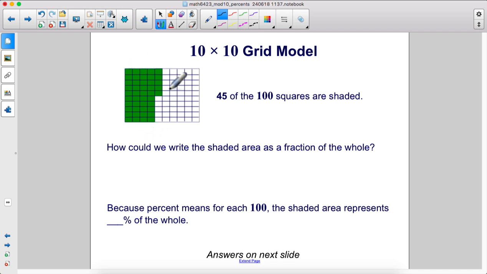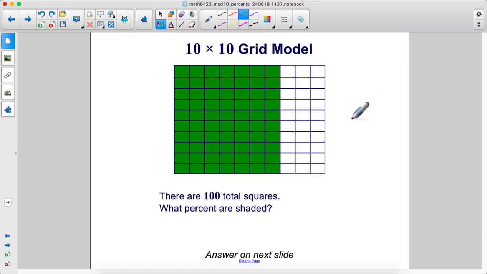Here we have 45 of the 100 squares shaded. How could we write the shaded area as a fraction of the whole? Because percent means for each 100, the shaded area represents 45% of the whole. This is 45 out of 100 squares shaded. And here we have 45 over 100, and we can also say 45%. There are 100 total squares.